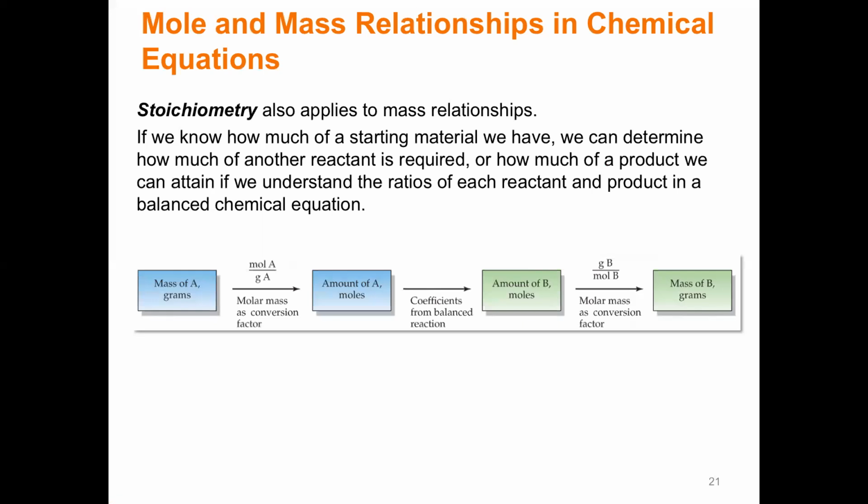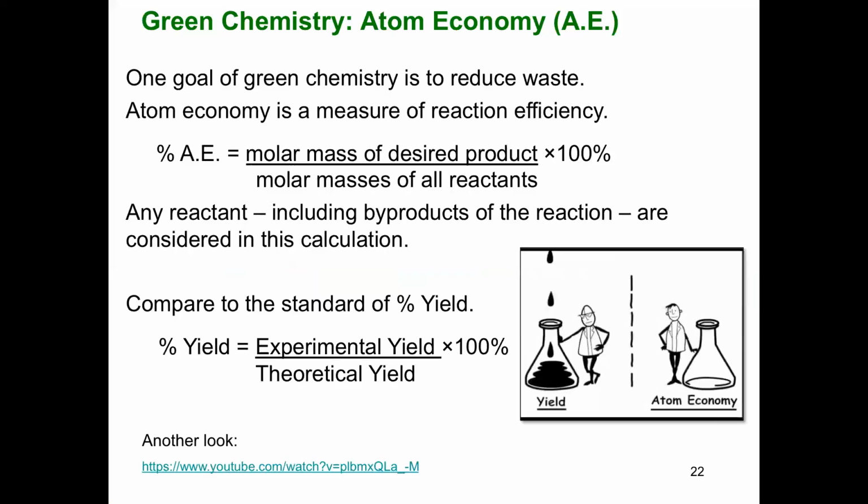So these ratios of your reactants and products can be used to determine how much in mass you're going to require to get the desired amount of product. And this is really important, of course, when we're talking about green chemistry, because you want to reduce waste. Now, when it comes to green chemistry, what they're actually using is something called the atom economy.